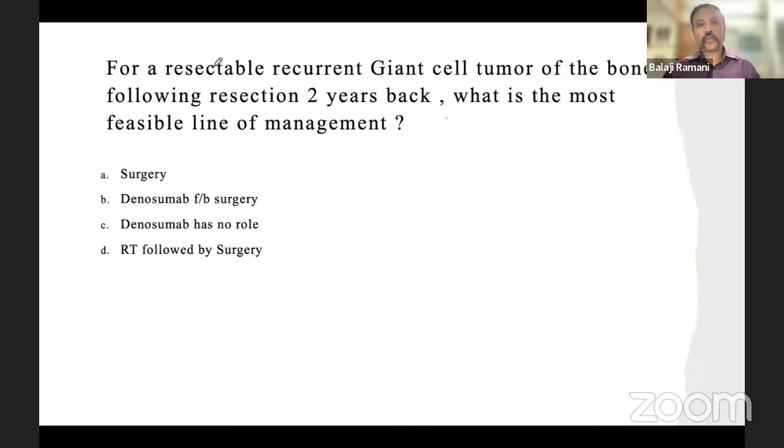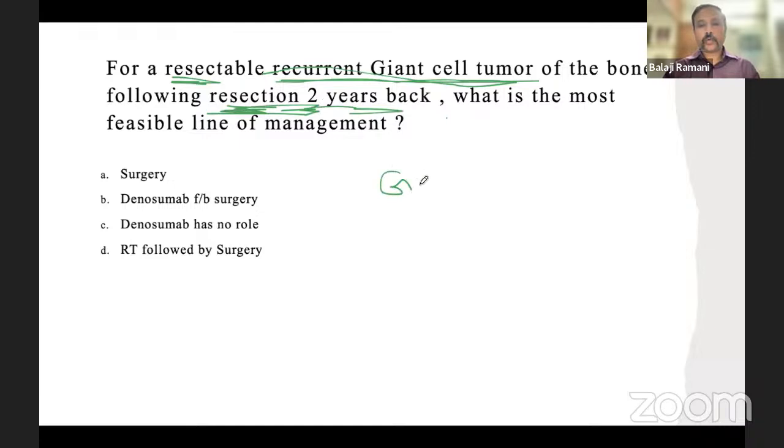So the next question is going to be on resectable recurrent giant cell tumor. Whenever you go on to bony sarcomas from head and neck, you have a resectable tumor, but a recurrent giant cell tumor following a resection done 2 years back. These kinds of clinical scenarios are again very common in today's world. You get multiple questions that are based on the clinical scenarios that happen time and again.